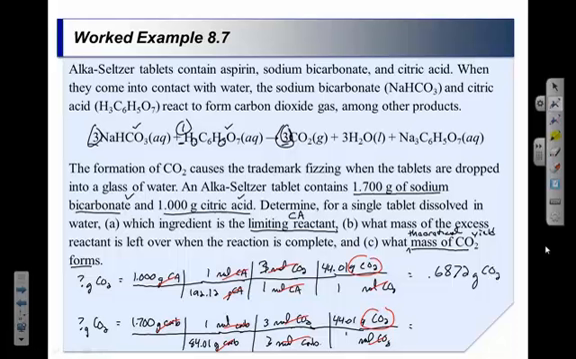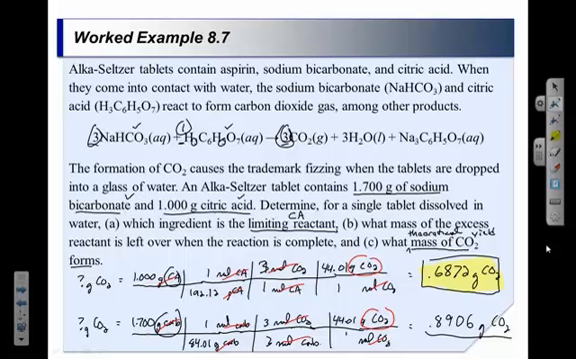The other one is 0.8906 grams of CO2. So this one is the maximum I can make, because what I've calculated here is I could make 0.8906 grams from the amount of bicarbonate I have, but I only have enough citric acid to make 0.6872 grams. So when I make that 0.6872 grams, I'm out of citric acid. I can't make any more product.